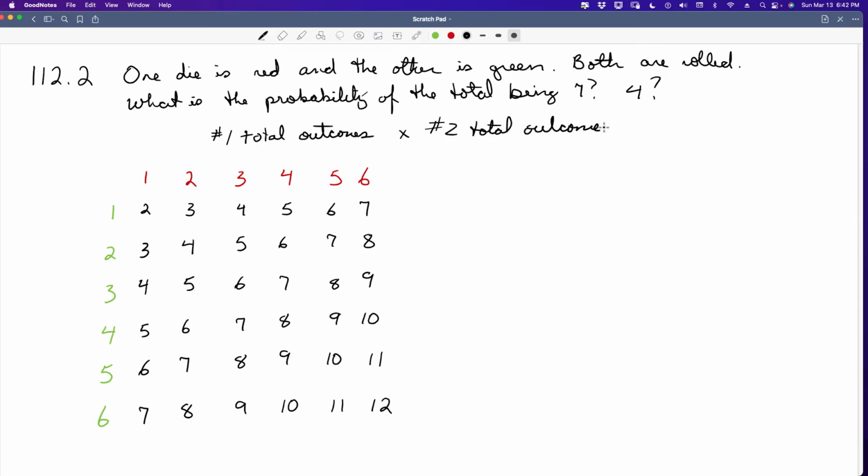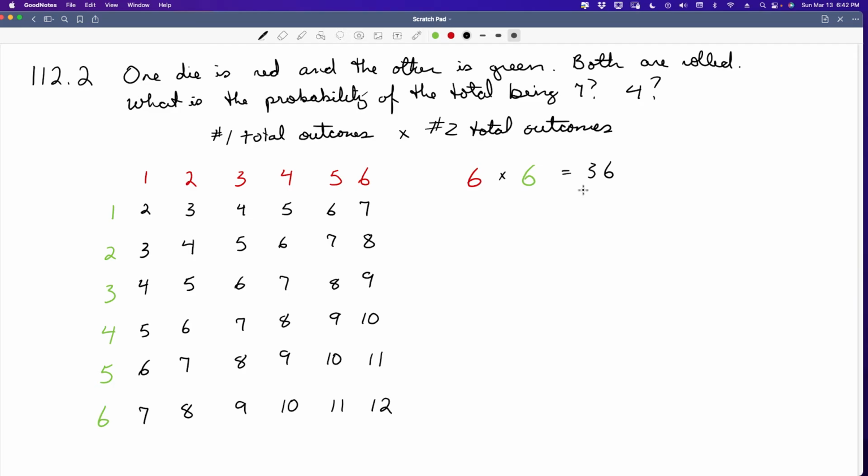We have 6 outcomes for die number 1. I'm actually going to go ahead and do that in its color. Die number 1 has 6 outcomes: 1, 2, 3, 4, 5, 6. And we multiply that times the total number of outcomes for the green dice, which is also 1, 2, 3, 4, 5, 6. So 6 times 6 is equal to 36.